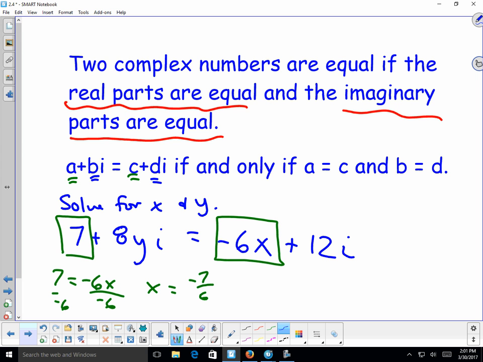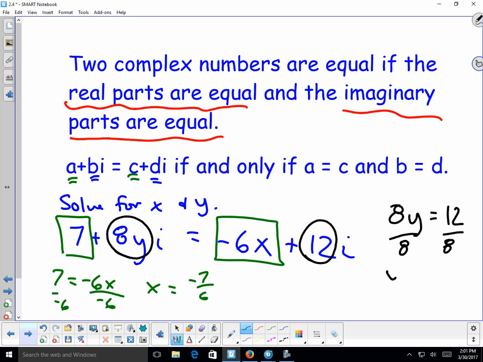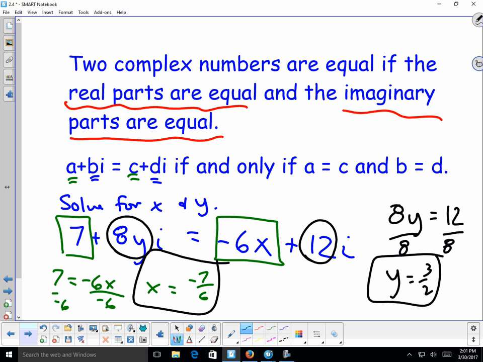3/2. The 8y is the part that's being multiplied by the i. So this is my imaginary part, has to equal the 12i. So that means 8y must equal 12. So divide by 8, and I get y equaling 12 over 8, which is 3 over 2. So I get 3/2 as my y, negative 7 as my x. Are we okay with this?